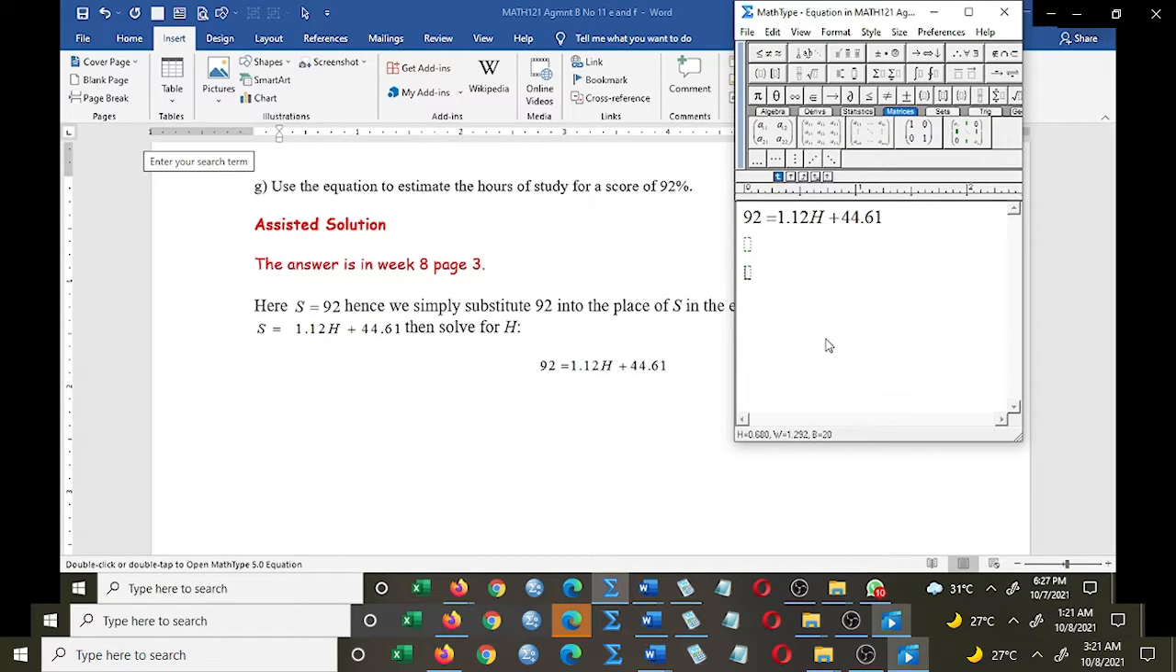You have to minus 44.61 on both sides to cancel it out. A little bit of algebra, we are able to do that. If you minus on the right, you have to minus on the left. The whole idea is to cancel out 44.61. 44.61 was cancelled out on the right.